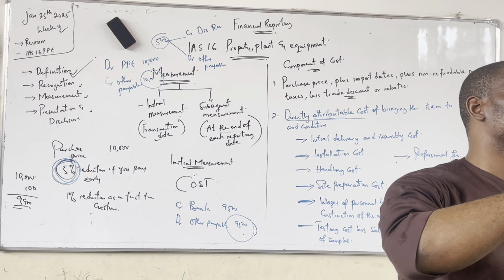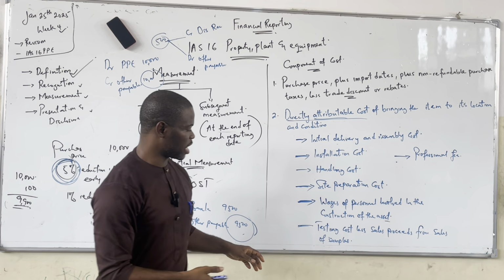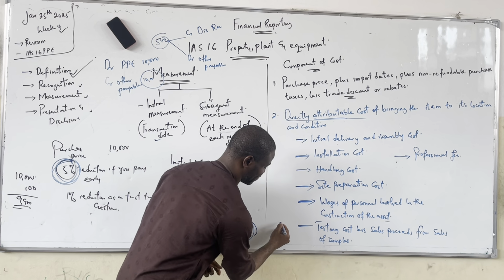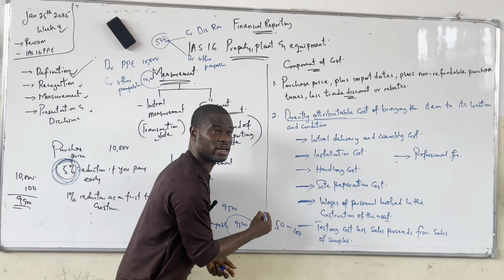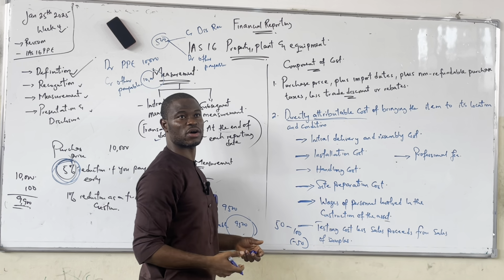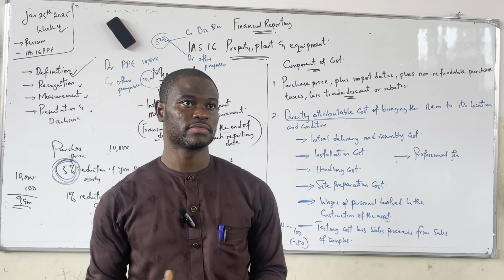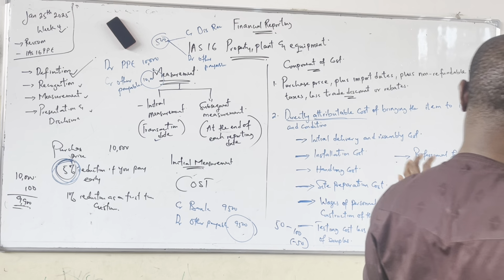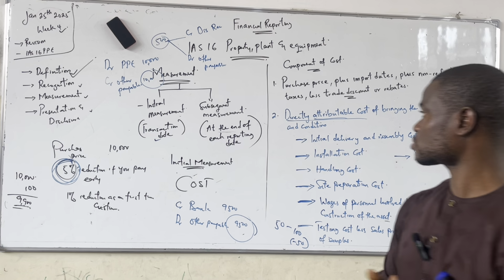It's higher. It becomes negative for you. I mean, if this one is 50 naira and this one is 100 naira, minus 50, it will reduce your total cost. That's exactly what it is here. Okay? So those are directly attributable costs.